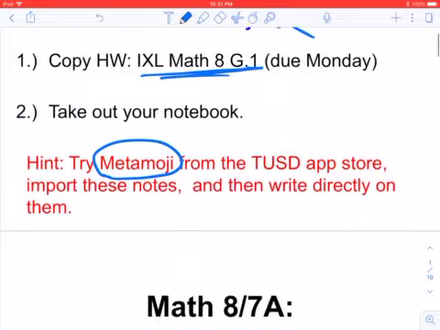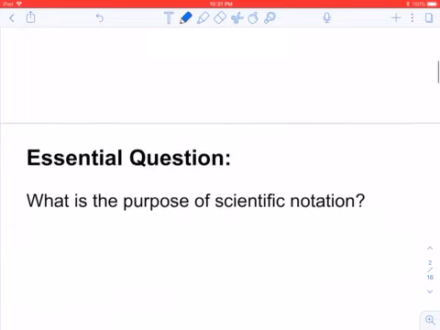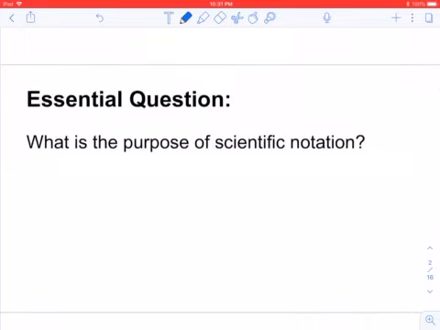All right, here we go. All right, scientific notation. Remember, I'm going to go fast. You can pause it whenever you need to. I just want to go quickly so that you can pause it anytime you need more time. Okay, enough talking.